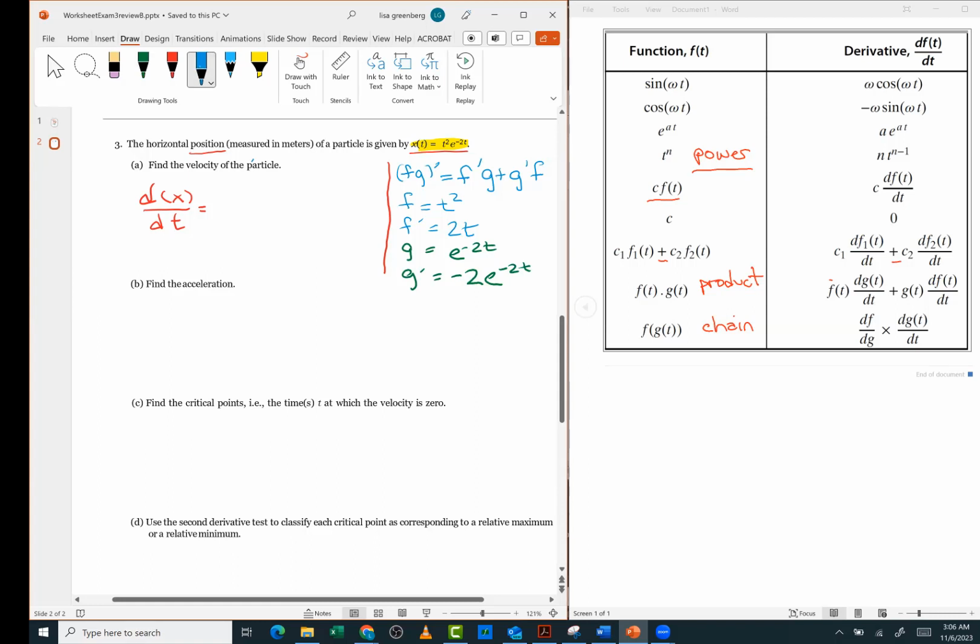So I have f prime. F prime is 2t times g. G is e to the minus 2t. Plus g prime. Actually, that's going to turn into a negative. So minus 2e to the minus 2t, that's g prime, times f. F is t squared.